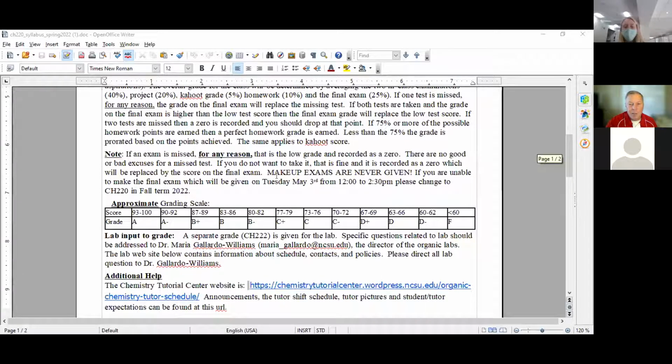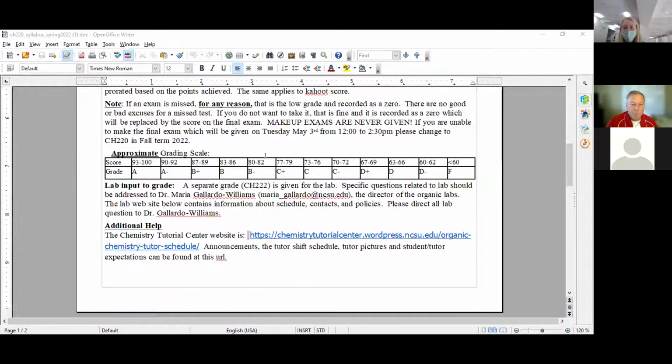All right. So here's the grading scale. It's typical. So here's the A's. Now, how can I get an A plus? I want to get an A plus. Well, that means you've got to get a score higher than 100.